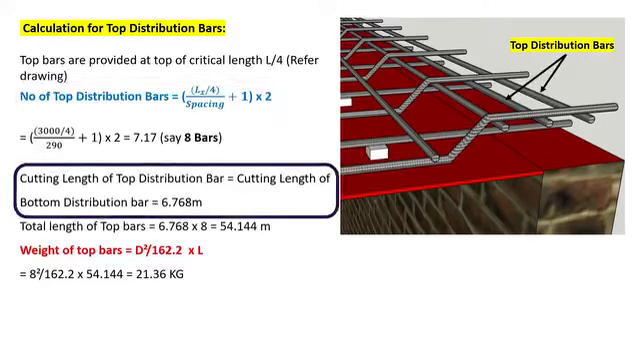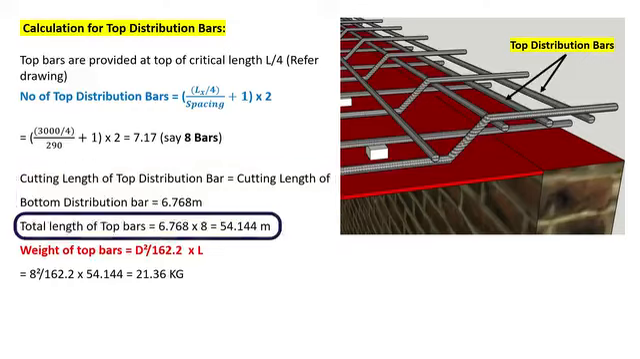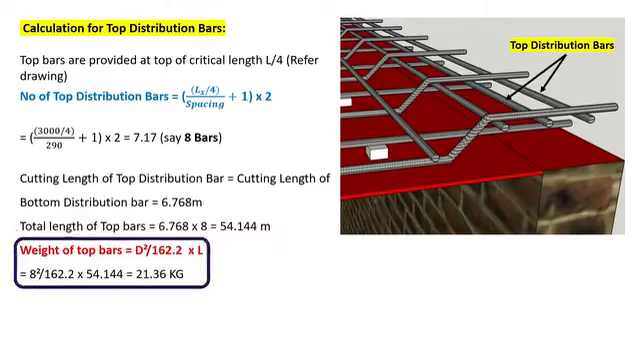Cutting length of these bars is equal to cutting length of bottom distribution bars, which is already calculated as 6.768 meter. Total length of top distribution bars is equal to cutting length into number of bars. Cutting length is 6.768 and number of bars is 8. The total will be 54.144 meter. Weight of top distribution bars is equal to D square upon 162.2 into L. D is 8 mm and L is already calculated as 54.144 and the total will be 21.36 kg.